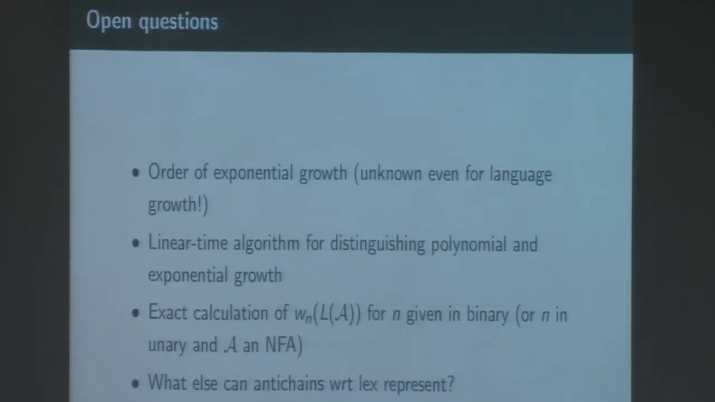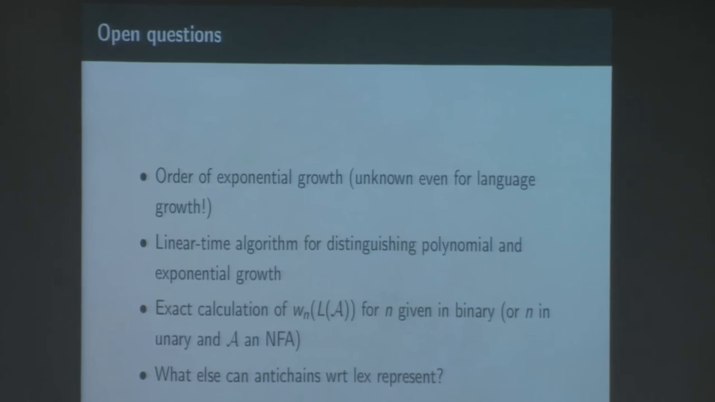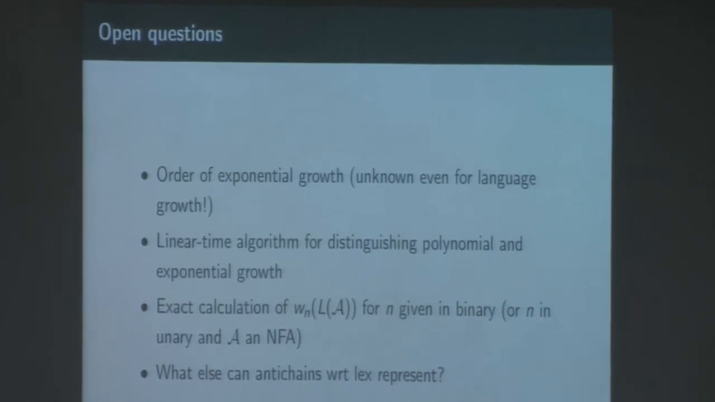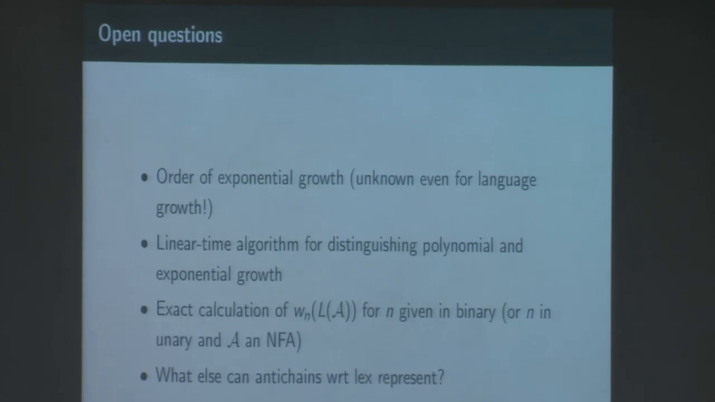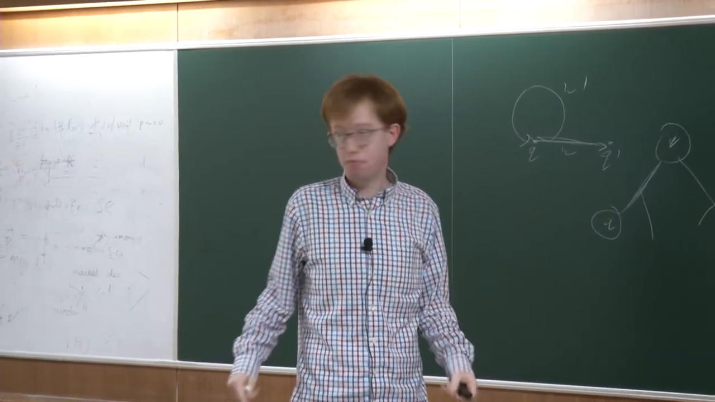And then a more vague question is, are there other things that you can usefully think about as being antichains with respect to lex for some partial order? I guess the feature is that anytime you're asking about where the first point of difference comes, that's kind of what that's about. So, yeah, that's it.